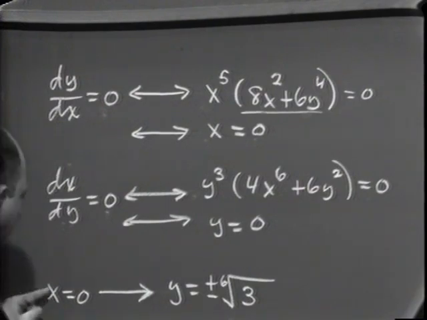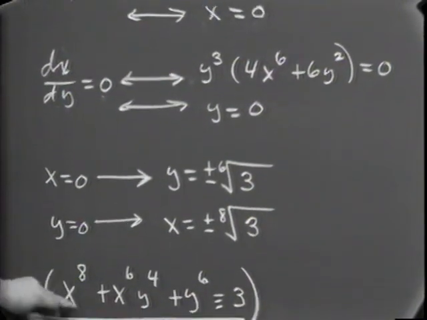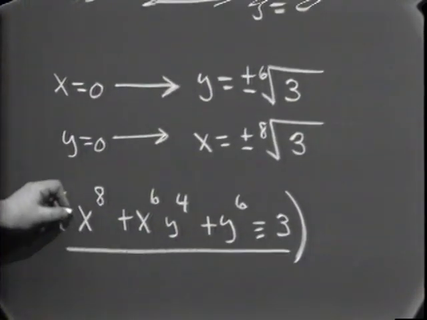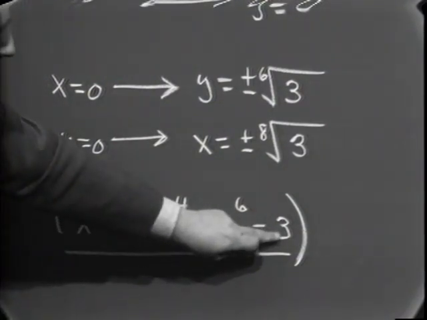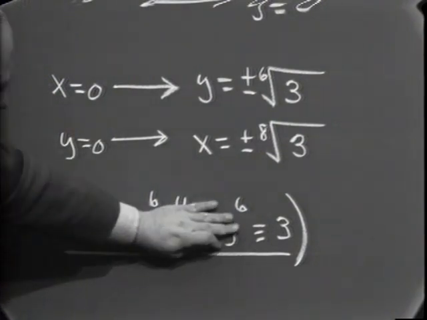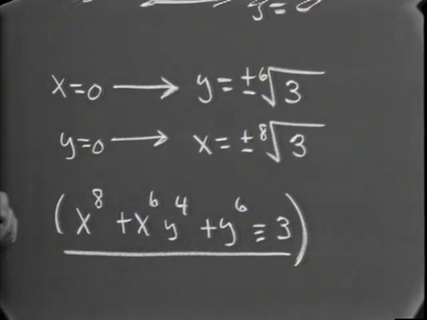Now, the point to keep in mind is this. Remember, I put this down here so we could refer to it, and I forgot that I put it here, and that's why I didn't see it until just now. All I'm saying here is that notice that when x is 0, y must be plus or minus the 6th root of 3. And when y is 0, these two terms drop out, x must be plus or minus the 8th root of 3.